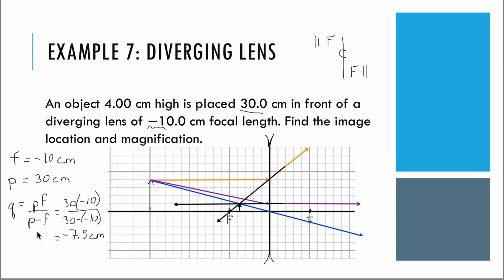And then we need to find the magnification. Magnification is going to be equal to negative q over p. So we're going to do negative times a negative 7.5 divided by positive 30. So we'll get a positive answer. We get 0.25. So we can see that the image is actually 1 square tall, while the object was 4 squares tall. So it's 1/4 of the size, which is why the magnification is 0.25. It's positive because the image is upright.